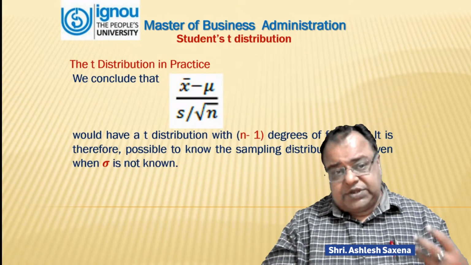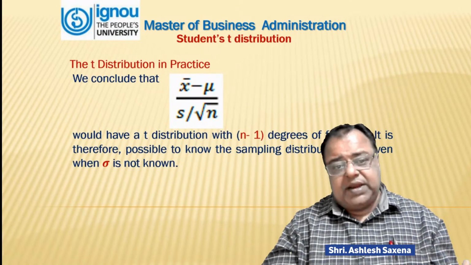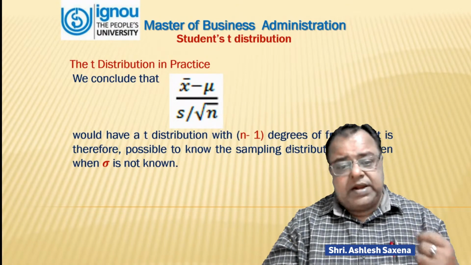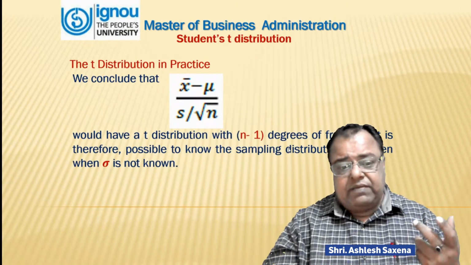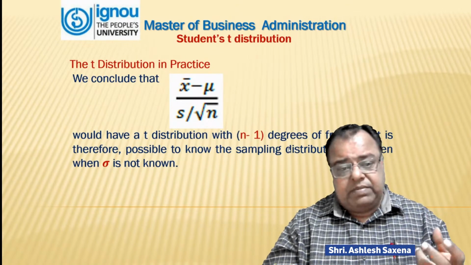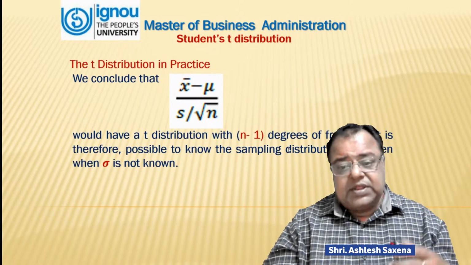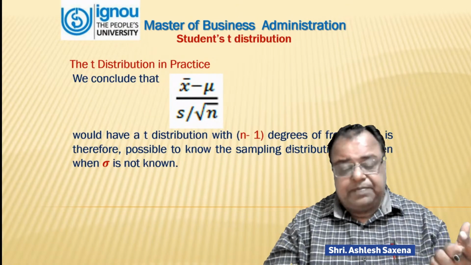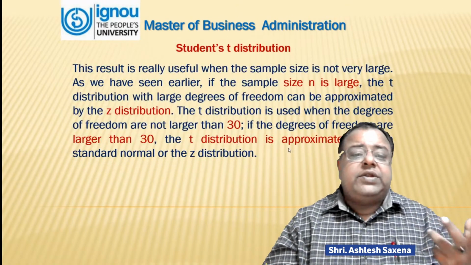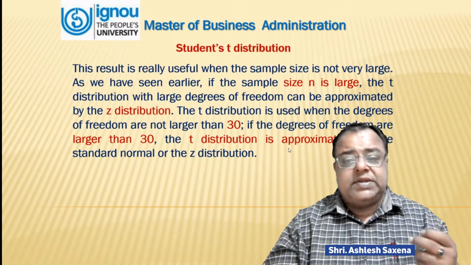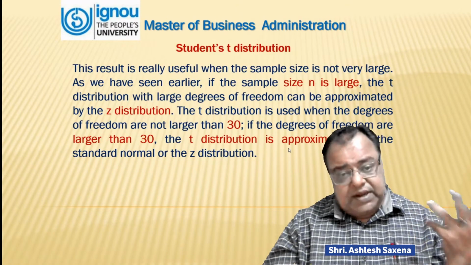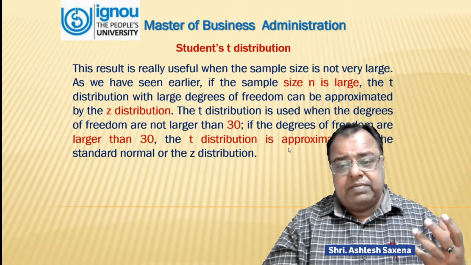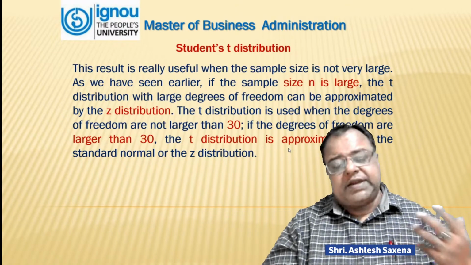How is this t distribution used practically? It is x bar minus mu upon s divided by root n, and that would have n minus 1 degrees of freedom. It is therefore possible to know the sampling distribution of x bar even when sigma is not known. This result is really useful when the sample size is not very large. As we have seen earlier, if the sample size is large, the t distribution with large degrees of freedom can be approximated by the Z distribution.